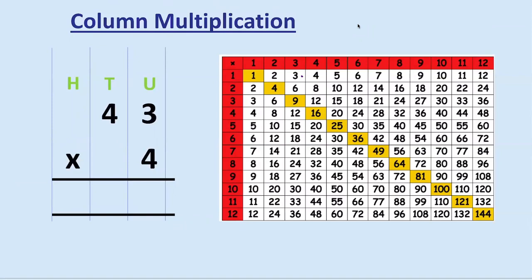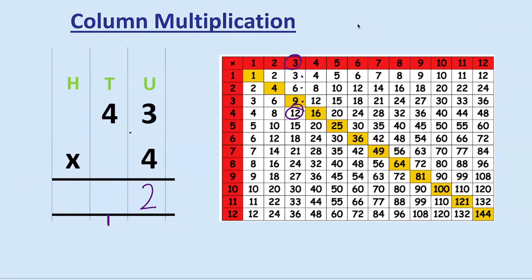Okay, so first bit, 4 times 3 or 3 times 4. We go to 3, 1, 2, 3, 4, 12. Right, remember, we only write the units digit down into the space. The other bit goes onto the next column. So that's 12.